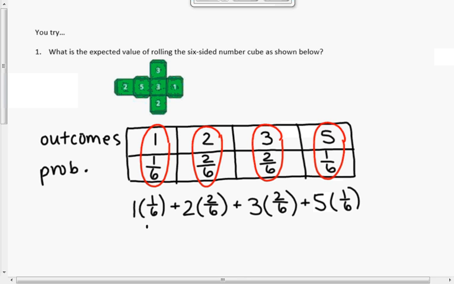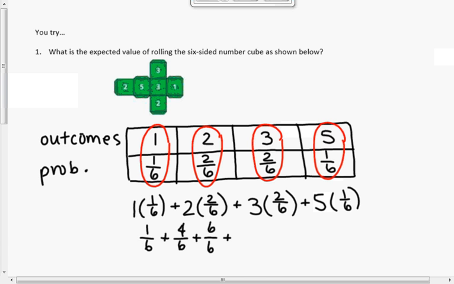1 times 1/6 is 1/6. 2 times 2/6. Think about 2 as 2/1, and with fractions we multiply across the top. So the top would have 2 times 2, which is 4, and the bottom would have 1 times 6, which is 6. So 2 times 2/6 is 4/6. Same thing, 3 is really 3/1, so up top I would have 3 times 2, which is 6, and underneath I would have 1 times 6, which is also 6.